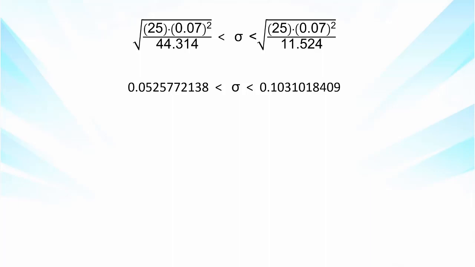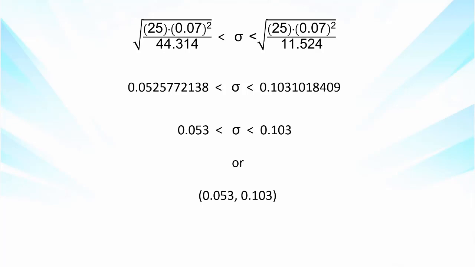If we round off to 3 decimal places, that's 0.053 and 0.103. So that's our confidence interval. And we can write our confidence intervals in that interval notation that we had when we were talking about the mean and the population proportions, where we just put the left one and the right one in a parenthesis separated by a comma.